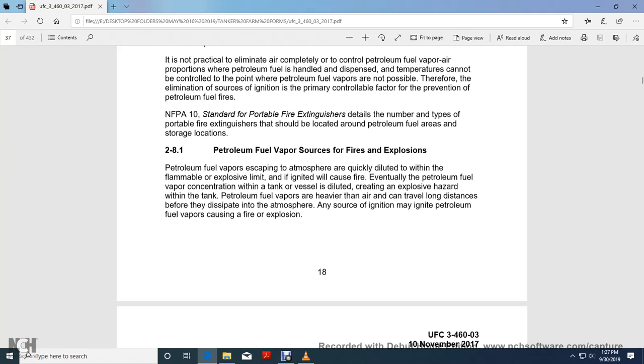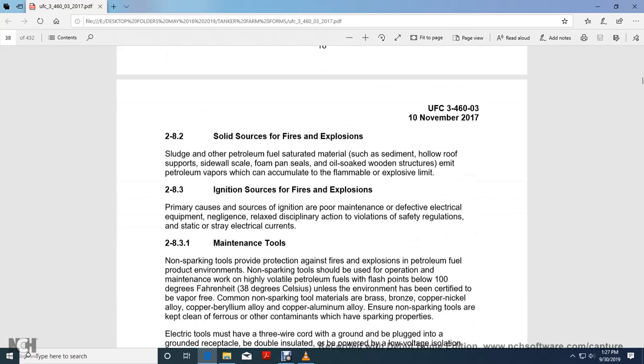Petroleum fuel vapors are heavier than air and can travel long distances before they dissipate into the atmosphere. Any source of ignition may ignite the petroleum fuel vapors, causing a fire or explosion. 2.8.2 Solid sources of fire and explosion.